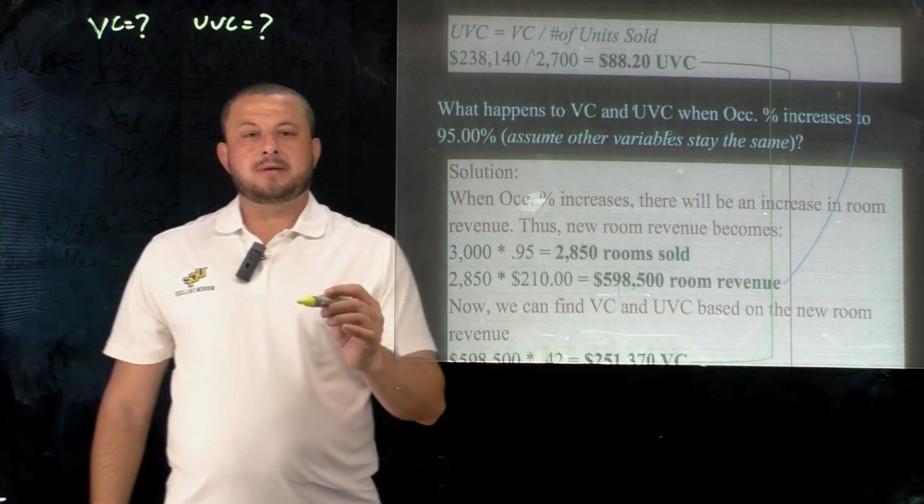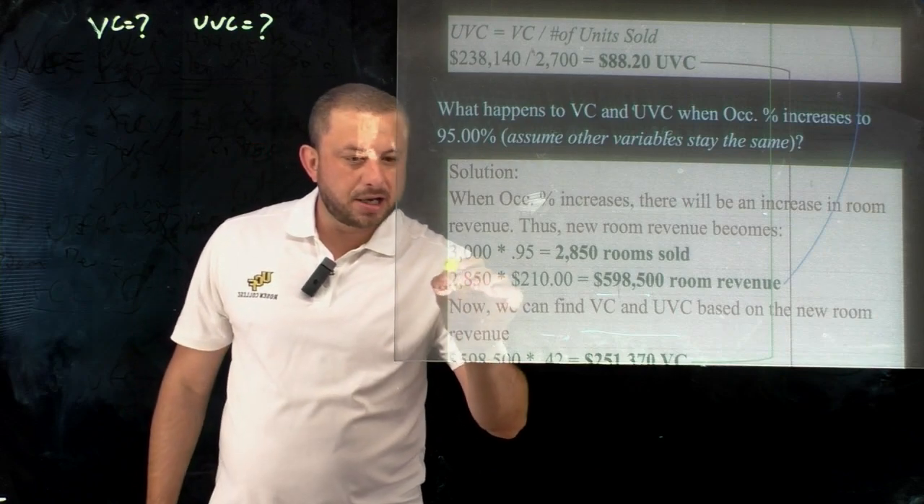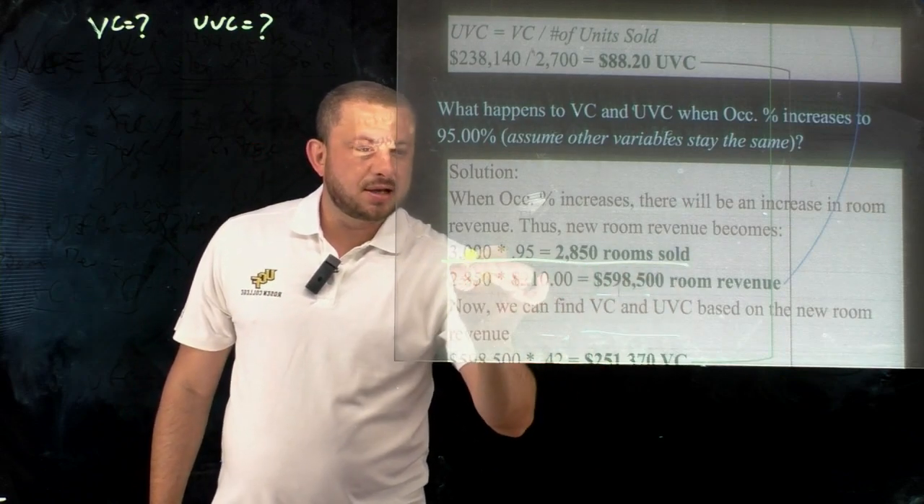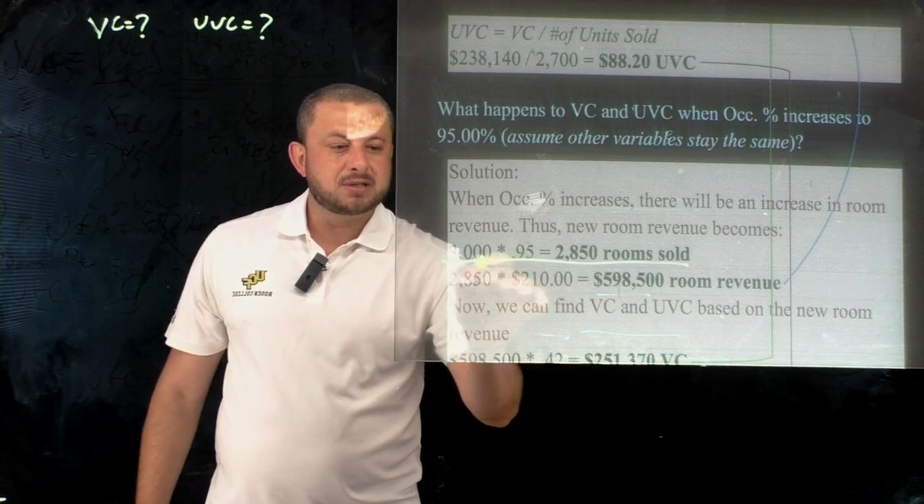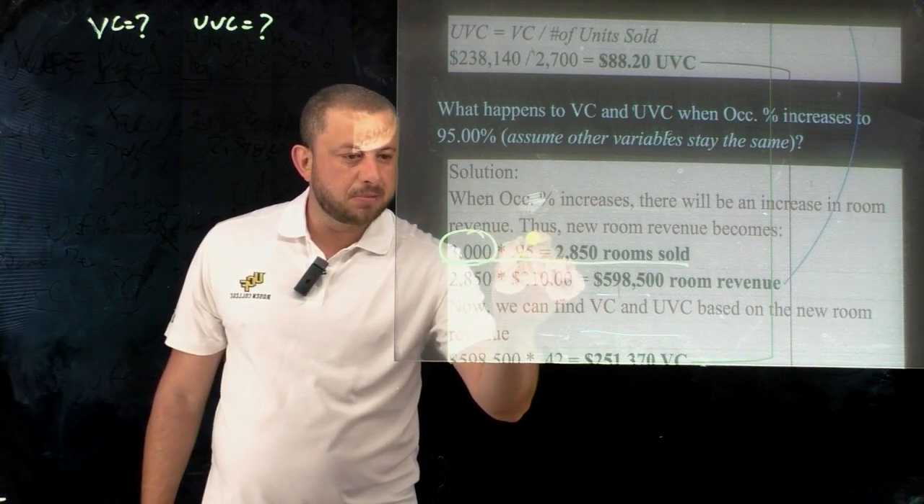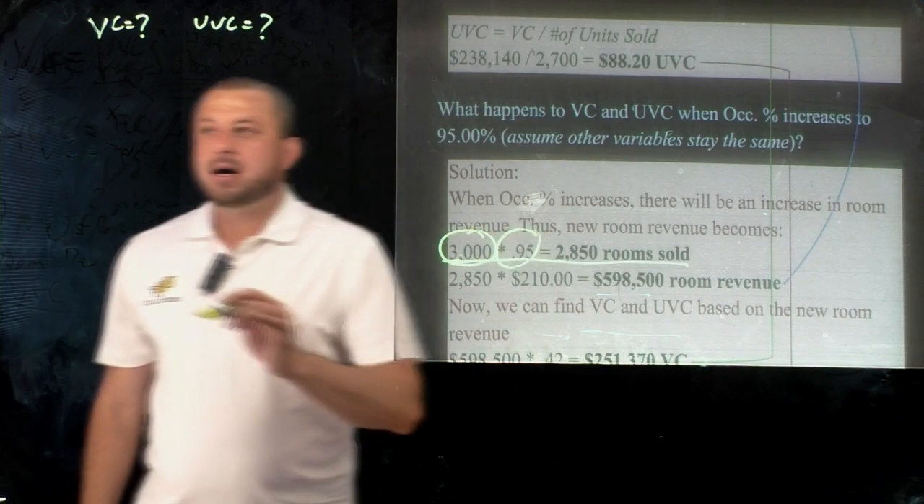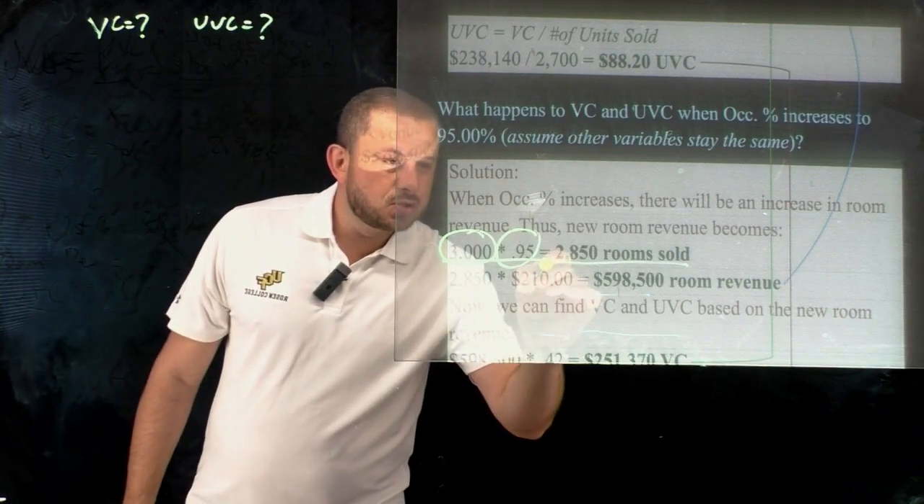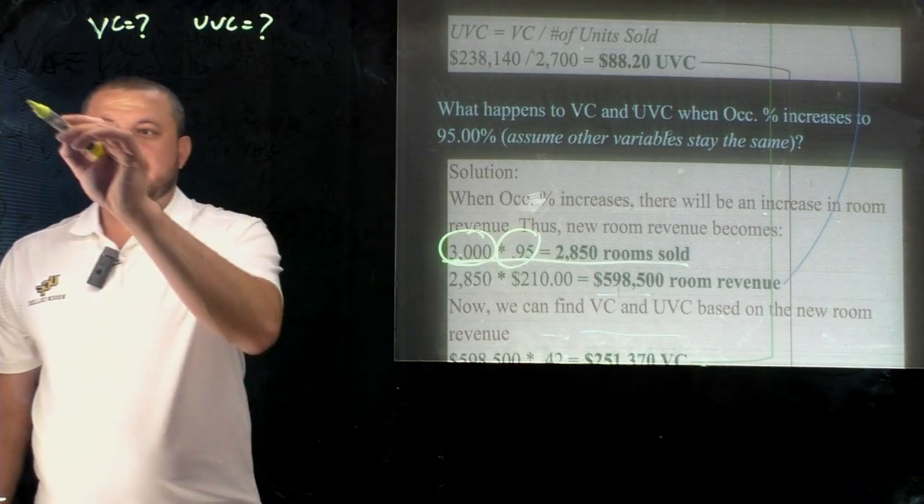If occupancy is 95% right now, my rooms sold will be 3,000 multiplied by 0.95, which means number of available rooms multiplied by occupancy percentage. My rooms sold will be 2,850.